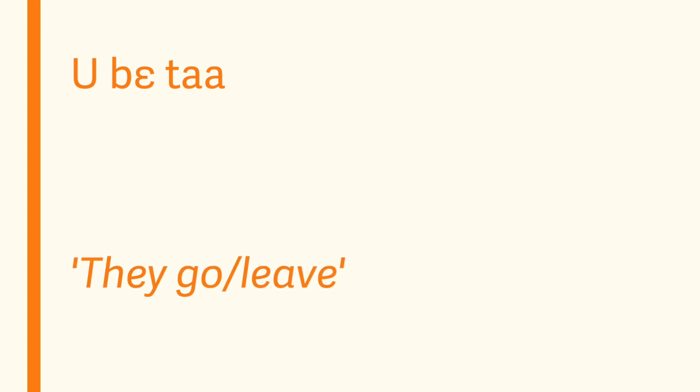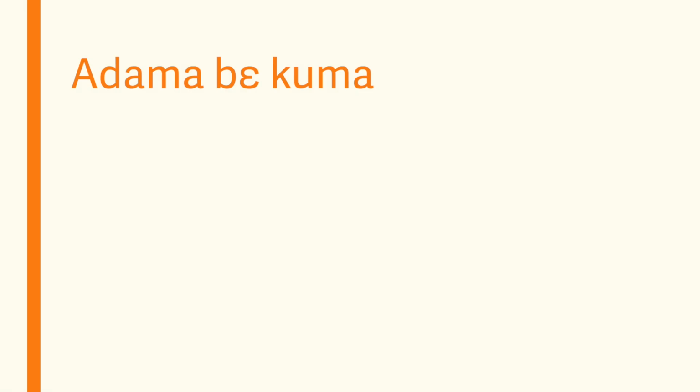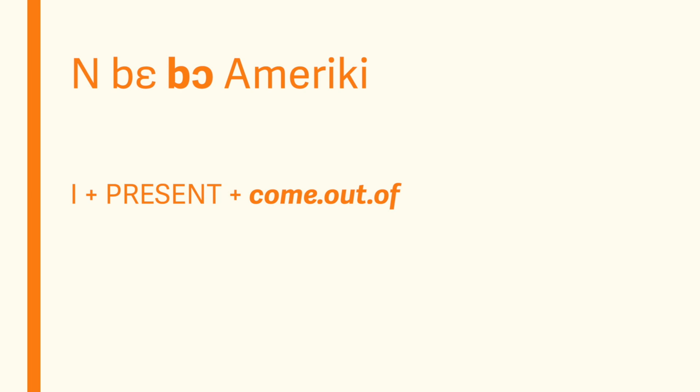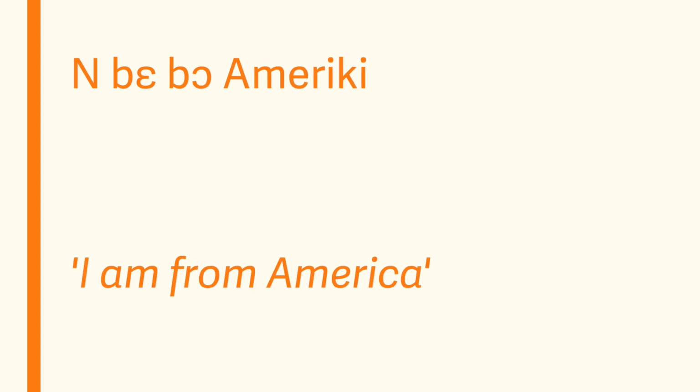Also, the word order is fixed. We're always going to have subject, be, and then our verb. So for instance, we could have a sentence like Ubeta, meaning they go or leave. Or we could have something like Adama be kuma, Adama speaks. With this in mind, how could we say something like I am from America? Well, we could start with the verb bo, which means to exit or come out of, literally. And then we could put it together in a sentence to say something like Mbe bo Ameriki. I, the auxiliary, then we have bo, the verb, to exit or come out of, and then finally, Ameriki. Mbe bo Ameriki.